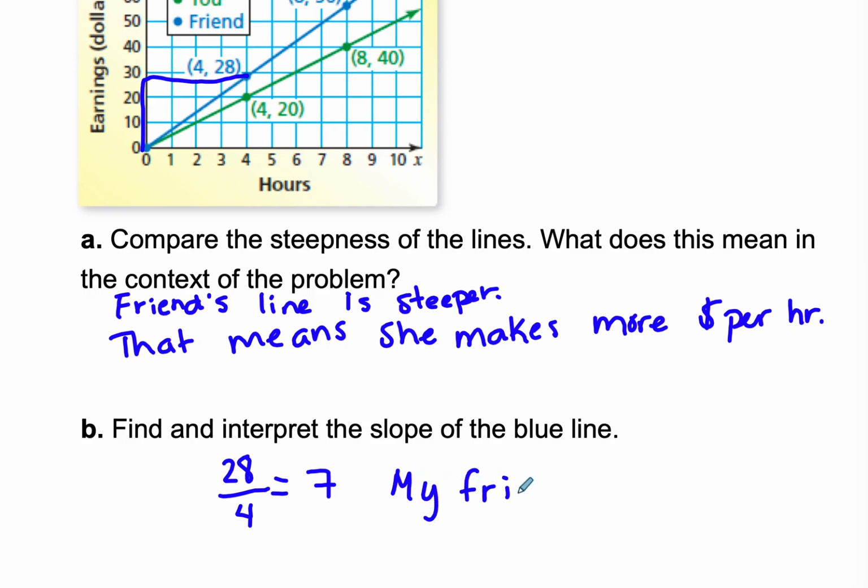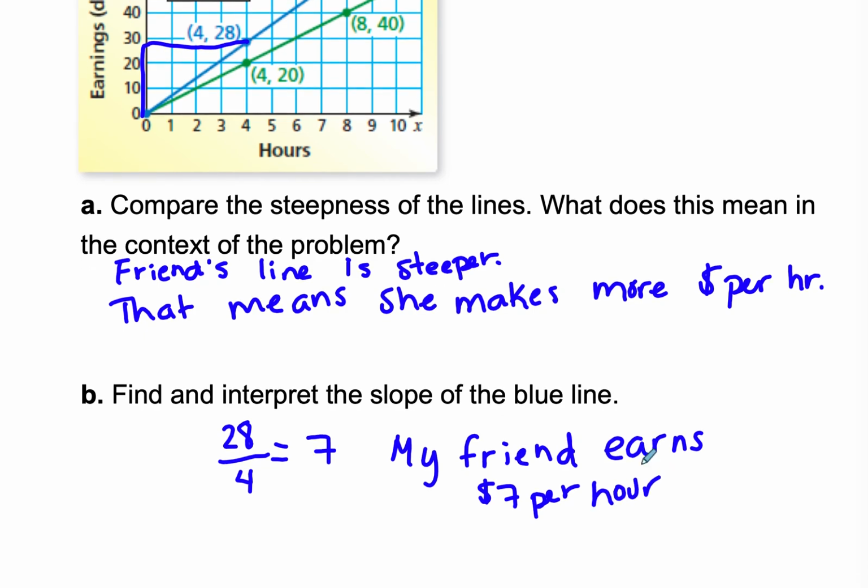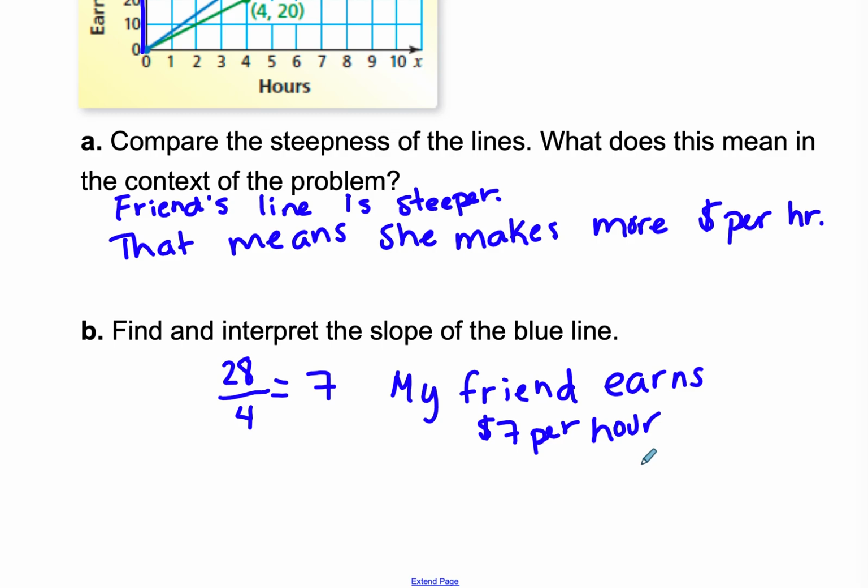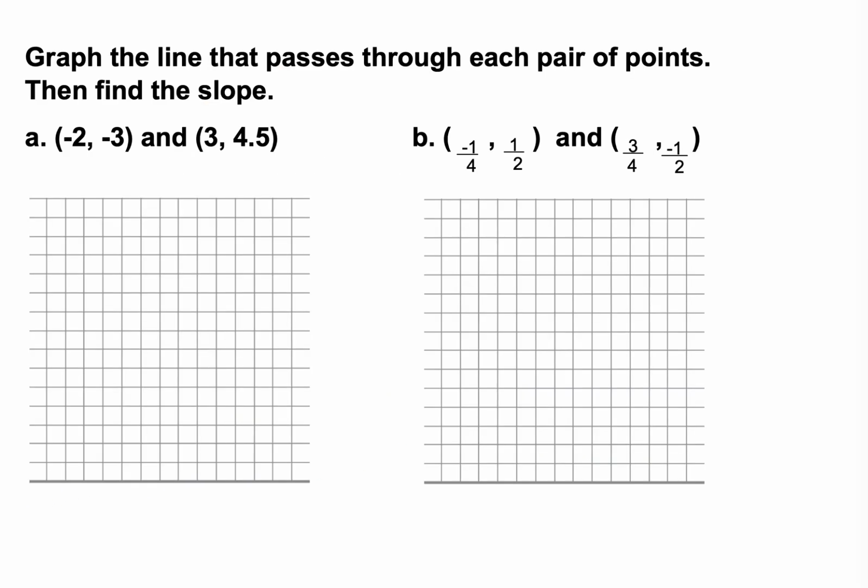Interpret. My friend earns $7 per hour. All right, let's take a look at these next two. Graph the line that passes through each pair of points, then find the slope.